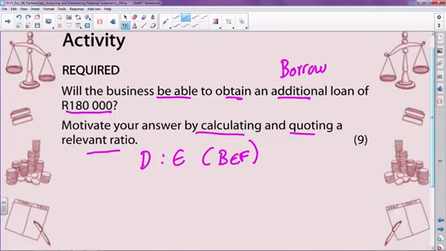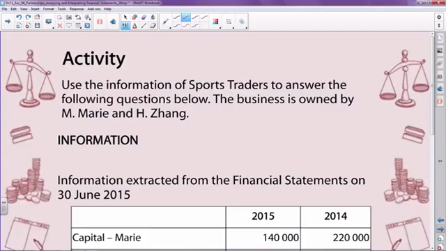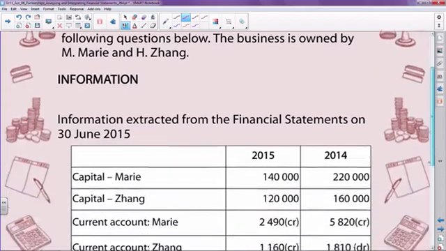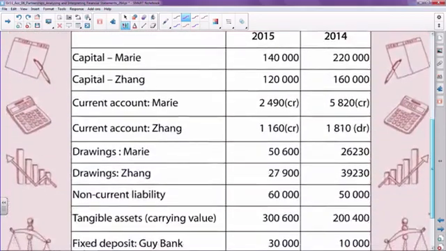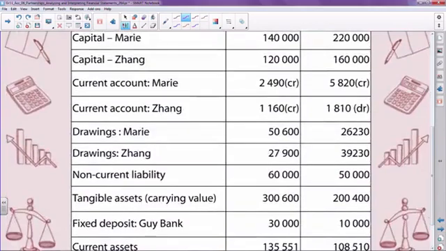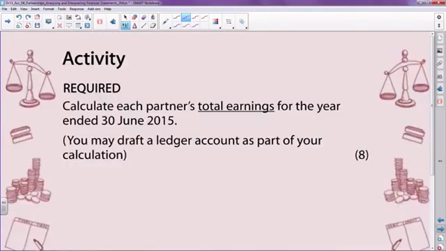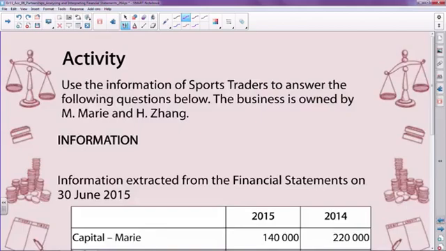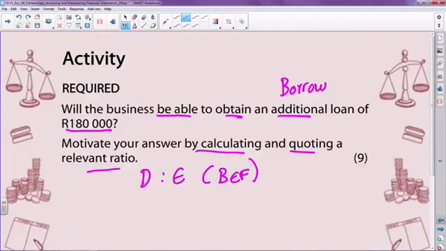So let's start firstly with debt. So let's go to our information sheet. Debt, remember, refers to your non-current liability for 2015, which is sitting at 50,000. Sorry, 60,000. 50,000 was for 2014. So 60,000, let's take that amount through. So your debt, an amount of 60,000, and then equity for 2015.